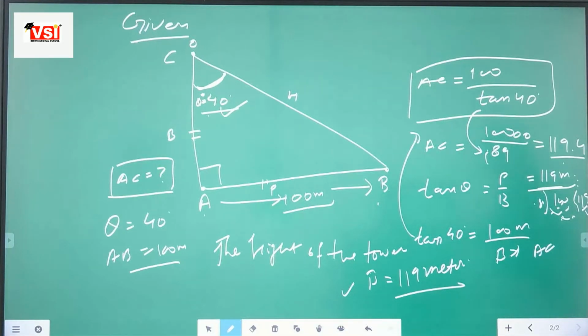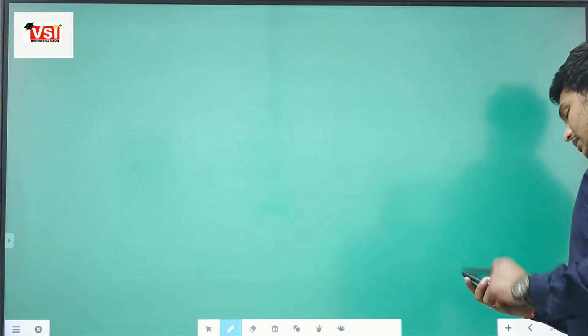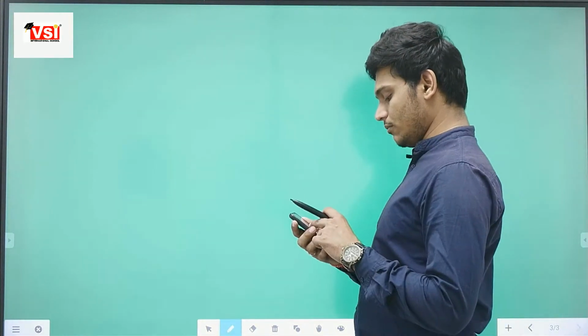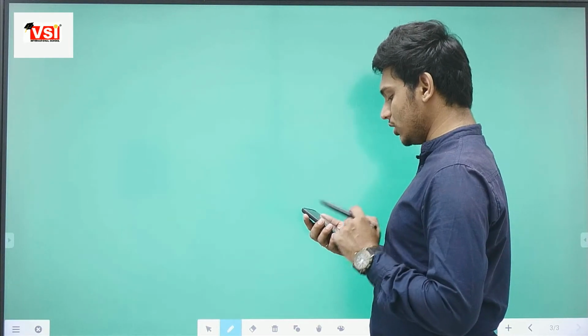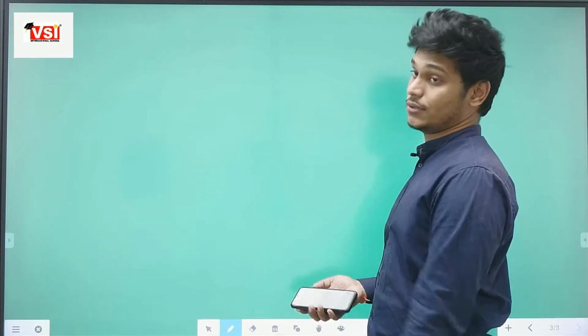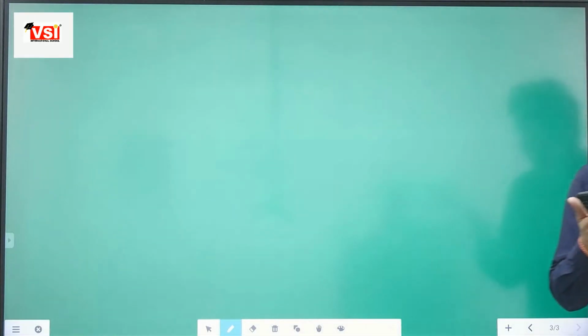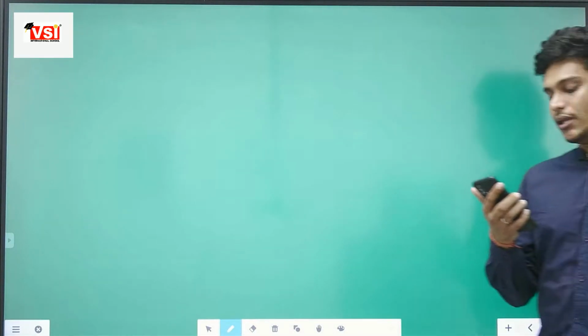Now let's see the question number 2.3. Example 2.3. In example 2.3 it is given as the moon is observed from two diametrically opposite points A and B on Earth. Okay, here we are getting a new term, that diametrically opposite.